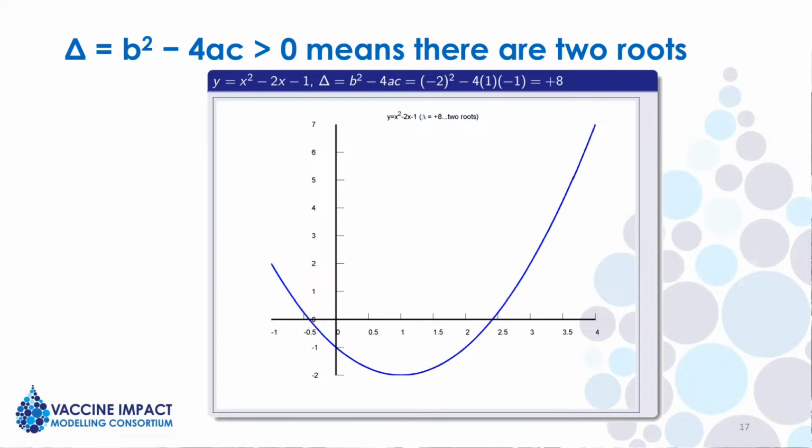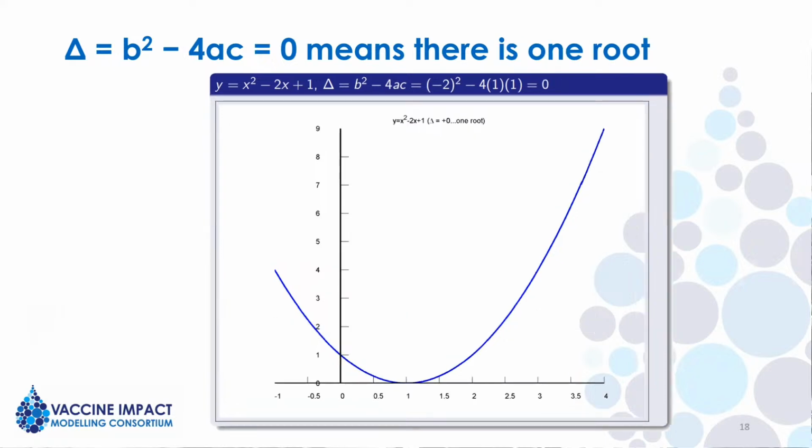Okay. If this is positive, we get 2 roots, because we're taking a square root of a positive number. Okay. Let's look at another example. So here, we've got a very similar equation, but our b is -2 and our c is 1. When we substitute that into our discriminant, our b squared minus 4ac, it's equal to 0. So now the whole term to the right of that plus or minus is 0, and that means we end up with one solution. So it just touches the x-axis in one place.